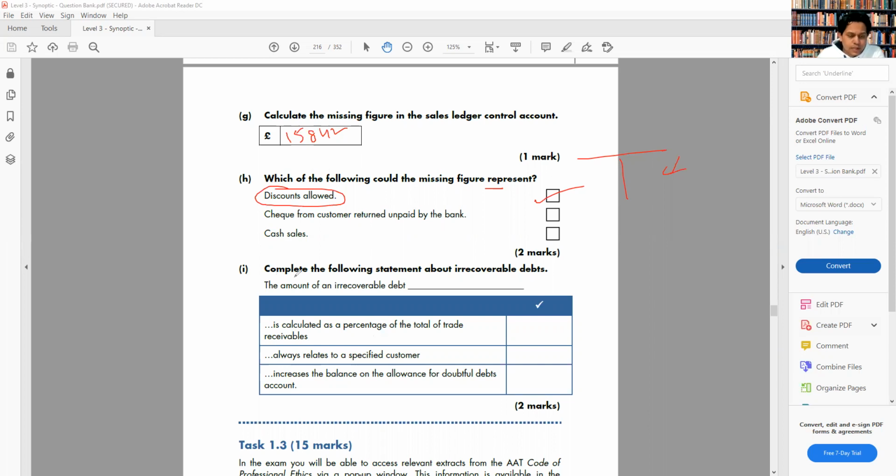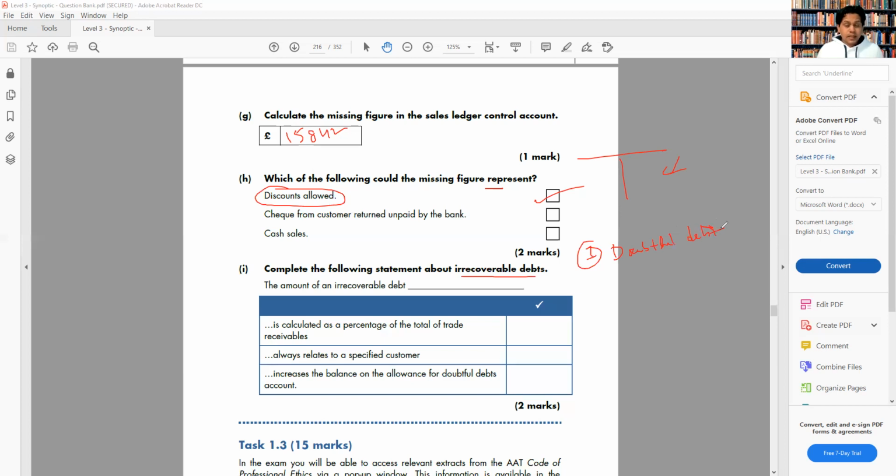All right, the next one we have: complete the following statement about the irrecoverable debt. The amount of irrecoverable debt. So basically, what is the irrecoverable debt? It's when a specific customer cannot pay. Remember, there are two things. One is doubtful debt, D-O-U-B-T, doubtful debt.